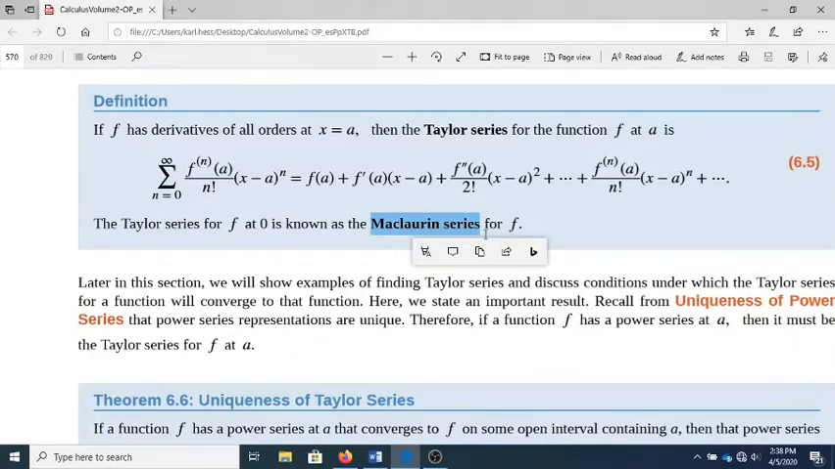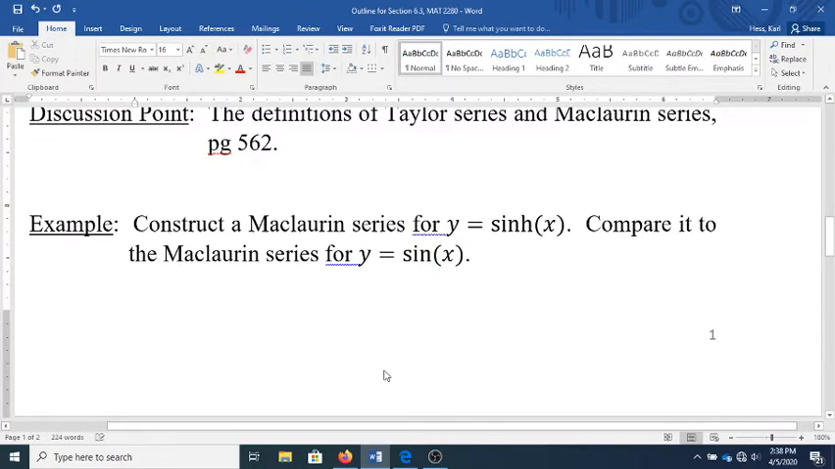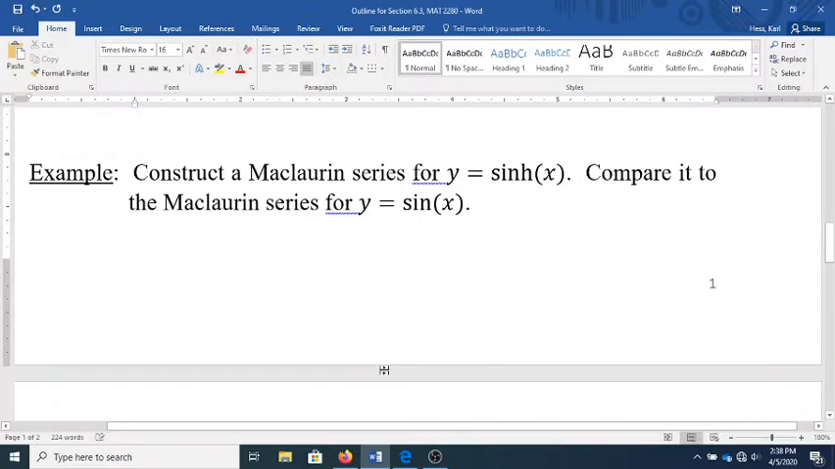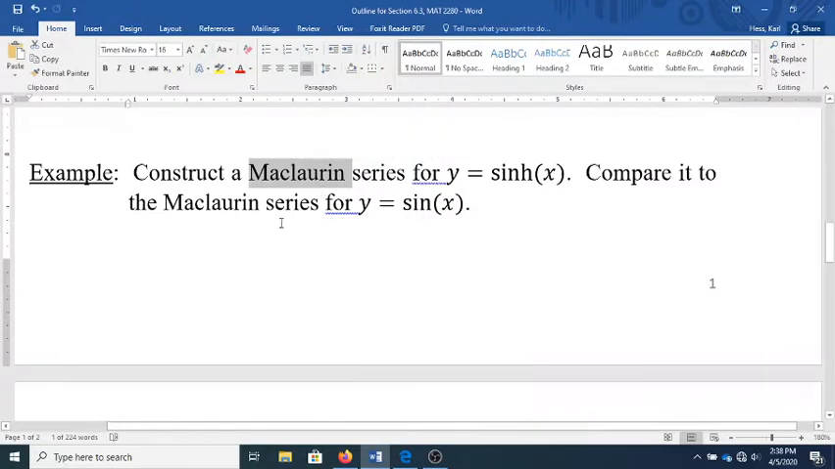All right, let's talk about how to use this formula to construct a power series for a function from scratch. So we just talked about that. Let's go to this example at the bottom of the first page of the outline. Construct a Maclaurin series for y equals hyperbolic sine. Now, as we just mentioned, Maclaurin means centered at 0. A Maclaurin series is a power series centered at x equals 0.